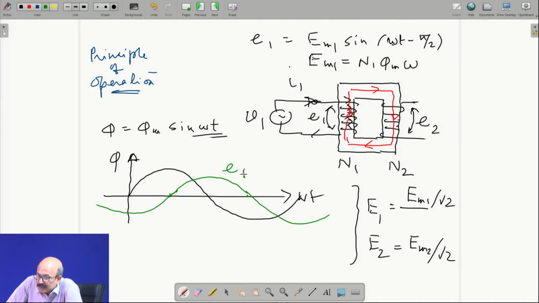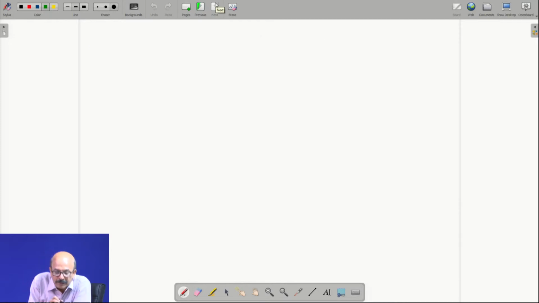The next part is how to get I1 from here, right. E1 done, flux done, now I1. So, if we assume the magnetic circuit to be linear, right, what do we do? We go to the next page quickly.